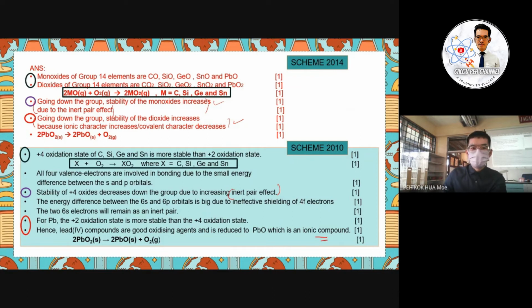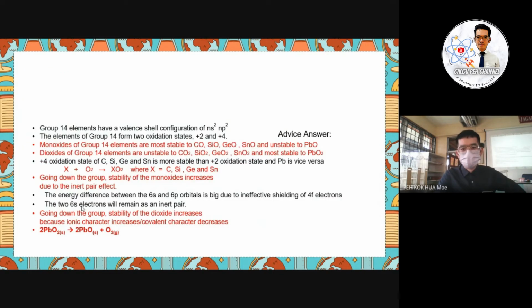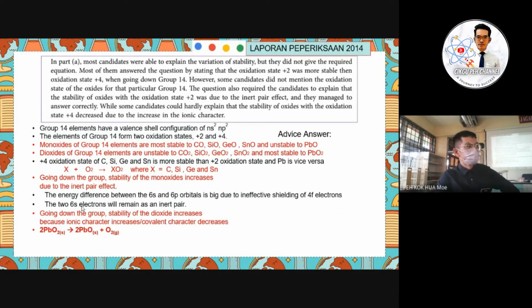But you can see the difference here is that the 2014 reference answer does not discuss much about the inner pair effect. But 2010 has another 2 points here. So my conclusion here, again, is that we need to give more points. We need to give more points based on the Laporan Peperiksaan 2014.